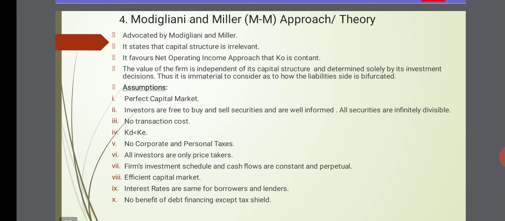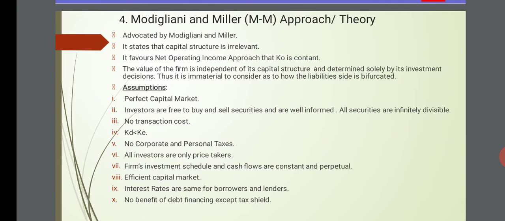Now, Modigliani Miller approach. It was advocated by Modigliani and Miller. It states that capital structure is irrelevant. It favors net operating income approach that KO is constant. The value of the firm is independent of its capital structure and determined solely by its investment decisions. Thus, it is immaterial to consider how the liability side is bifurcated.